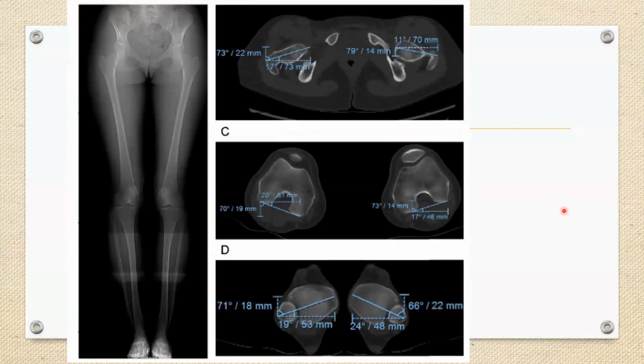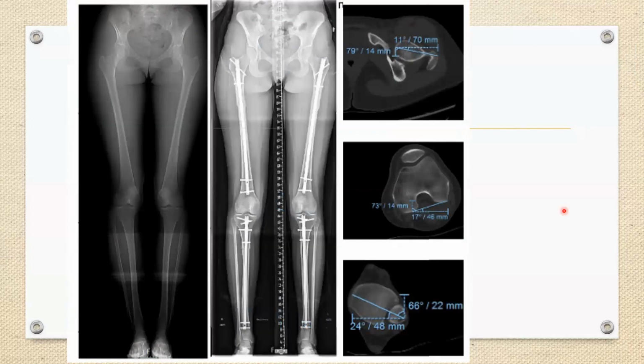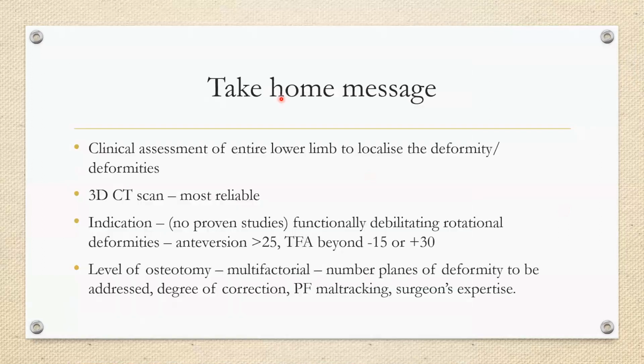It can also be addressed at both diaphyseal levels if the deformity is much lesser. So take home message: clinical rotational deformities can most times be settled, and hence appropriate clinical assessment of the entire lower limb should be done to localize the deformity from either the hip to the foot.